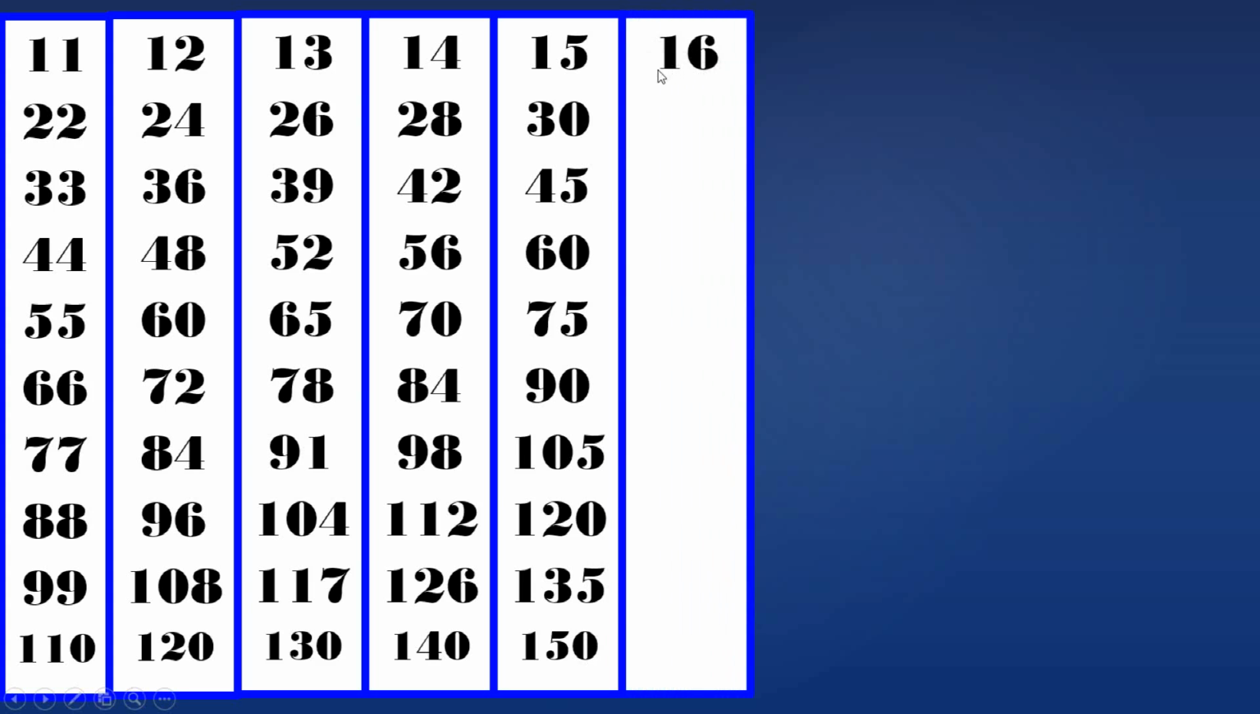16 times table. 16 times 1 is 16. 16 times 2s are 32. 16 times 3s are 48. 16 times 4s are 64. 16 times 5s are 80.